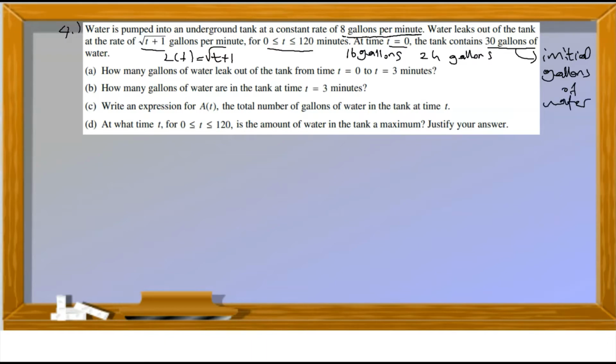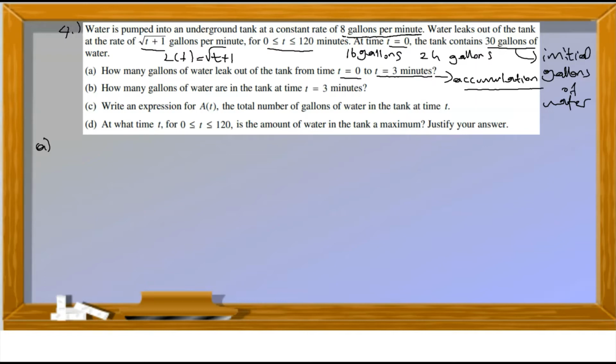In the first problem it says, how many gallons of water leak out of the tank from time t equals 0 to time t equals 3 minutes. So part A is about an accumulation problem. Whenever we are dealing with accumulation, we always use integration to find the total amount of gallons of water leaking out of the tank.